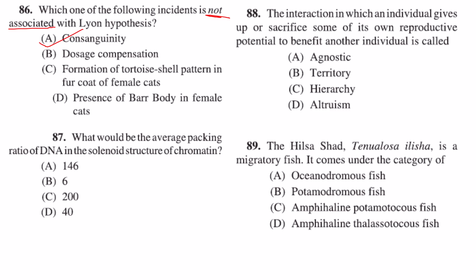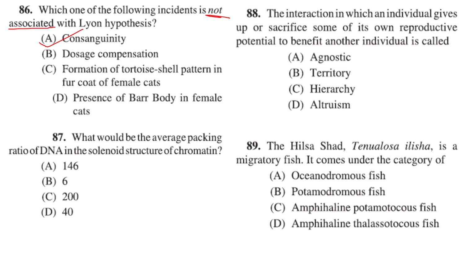Because inactivation of one X chromosome in each cell leads to formation of different colors or patches on the fur of female cats. Because the genes which control the coat color in cats are located on the X chromosome. Presence of bar body in female cats, that is also correct.